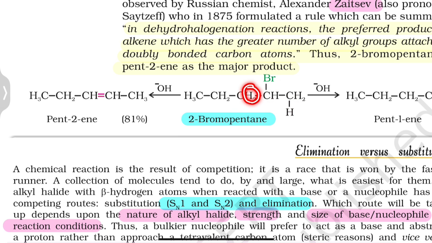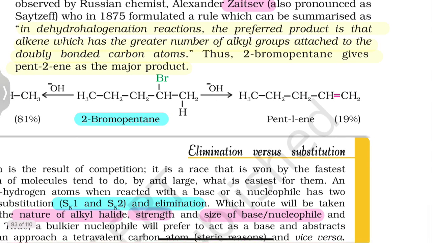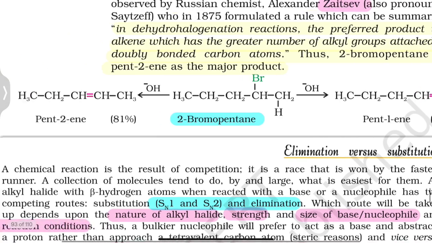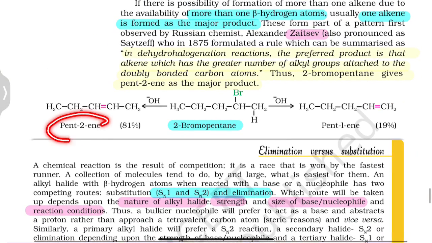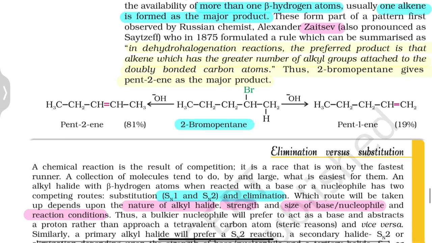Here this hydrogen and this halogen can be removed, and a double bond will be formed between the second and third carbon atoms. The other possibility is that this beta carbon hydrogen and halogen can be removed. As a result, a double bond can be formed between the first and second carbon atoms. Now two alkenes are formed, pent-2-ene and pent-1-ene. Pent-2-ene is major and pent-1-ene is minor. This is according to Saytzeff rule.